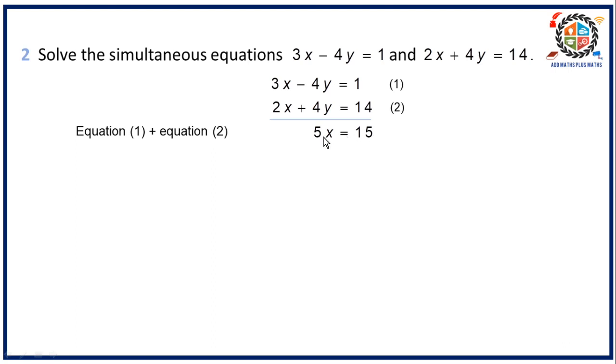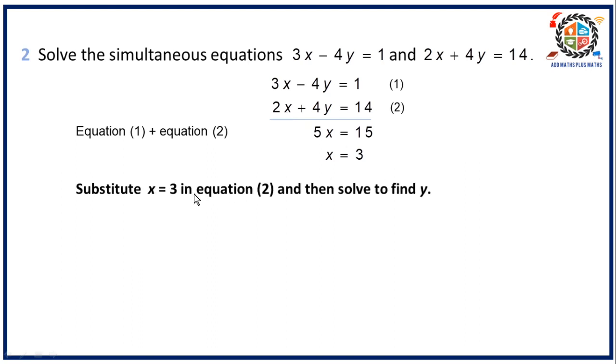So I have now 5x is equal to 15. To find the value of x, I'll just divide both sides by 5. I'll end up with x is equal to 3. Since we know that x is equal to 3, I can use either of the equations. I can substitute in the value of x, which is 3. Let's try equation number 2. Let's substitute x with 3.